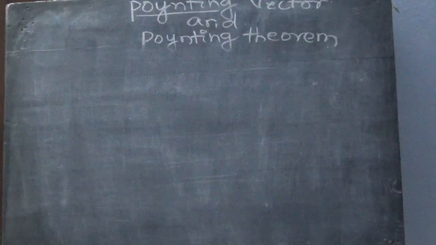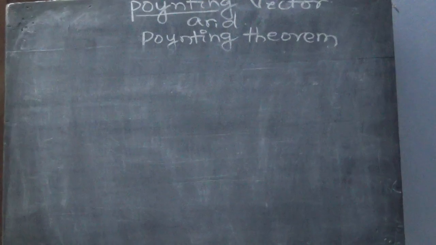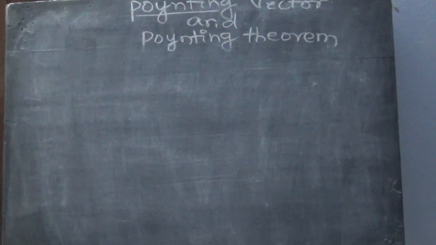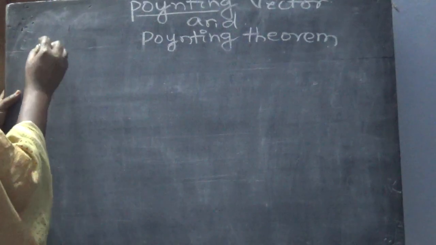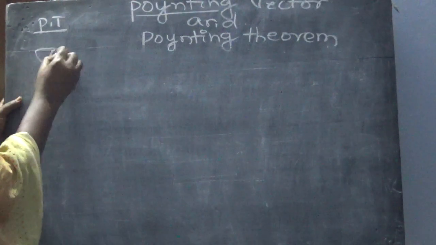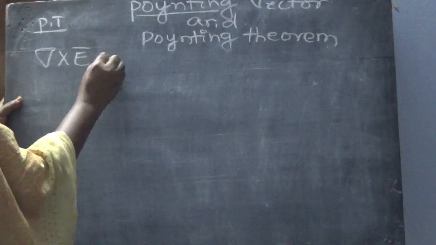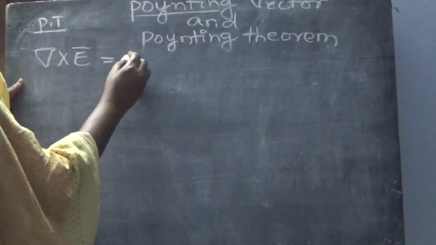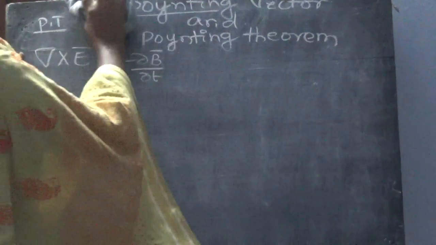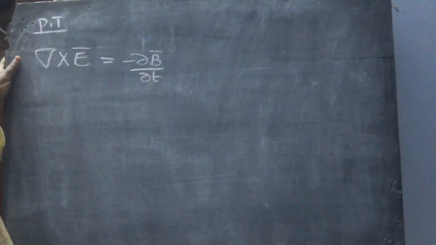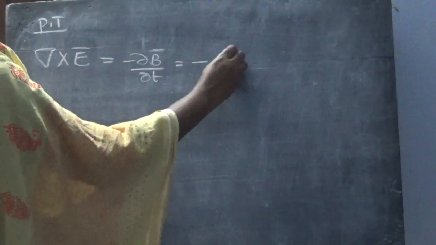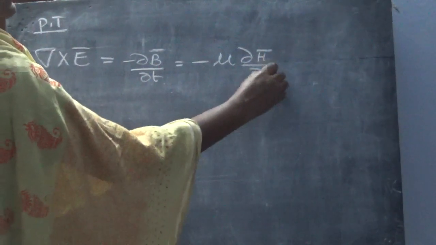So now, suppose I am having Maxwell's equations. Let me derive the Poynting theorem. So I know the Maxwell's equation: del cross E bar is equal to minus dou B bar by dou T, which is nothing but minus mu dou H bar by dou T. Let this equation be number 1.